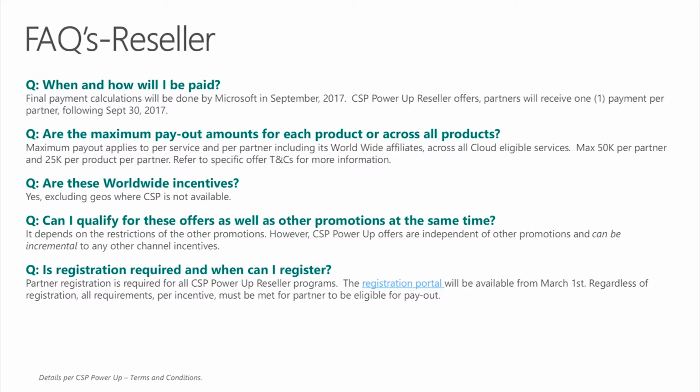If you start up a subscription now and you cancel it on, say, the 1st of July or the 10th of July or whatever, or August, it won't be paid out on because it's not still running at the time that's being paid out on. The maximum payout is 50,000 per partner and 25 per product per partner. We have more T&Cs. If anybody wants them, let me know, or they're available on the cashback website when you register.